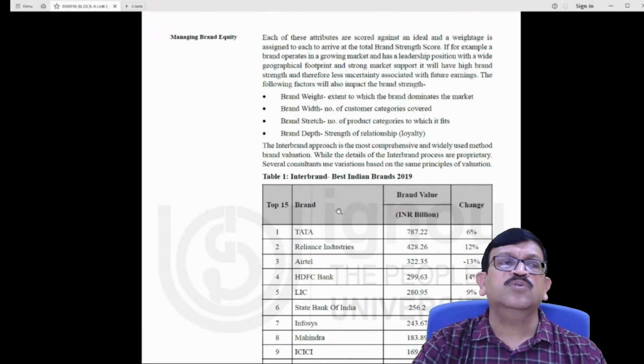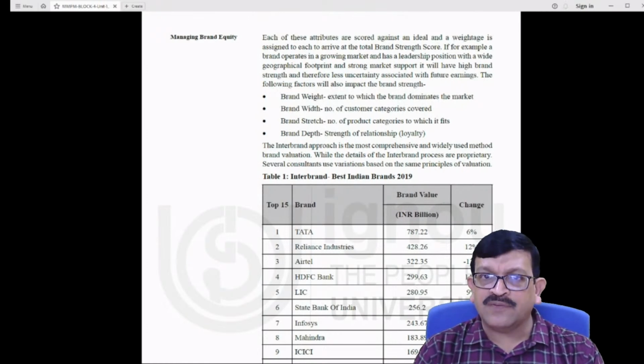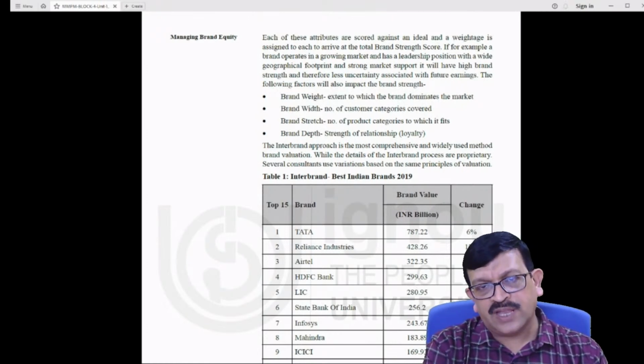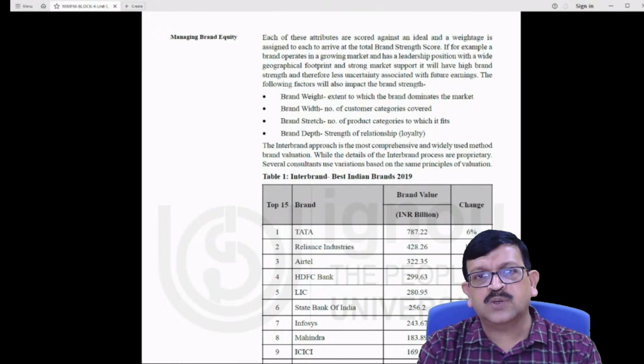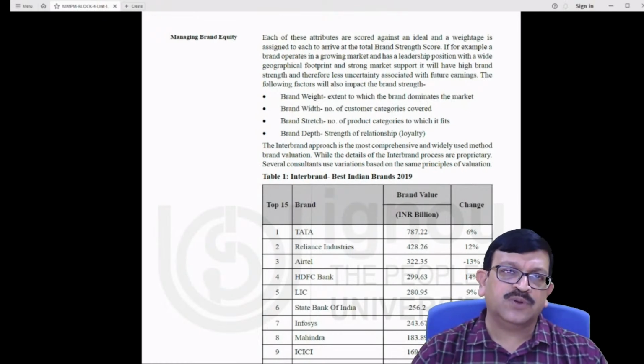So the Interbrand approach is the most comprehensive method for calculating the brand value, looking into the financial aspect as well as the brand strength score, as well as indicating the capacity of the brand in terms of an index which we call the brand score index, right?